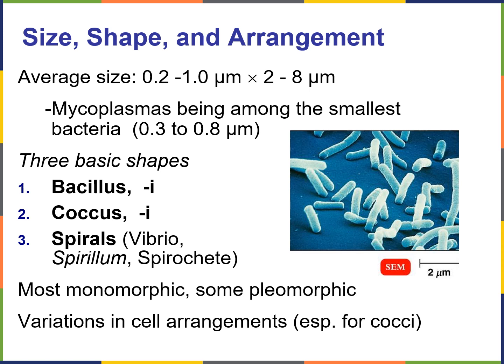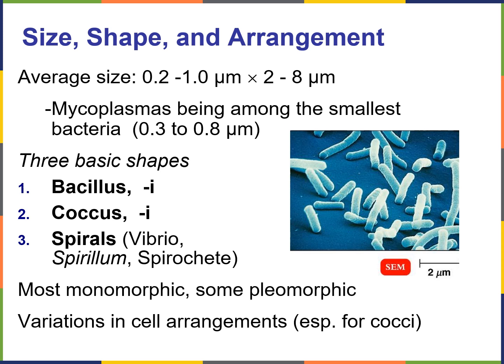Most bacteria are monomorphic. Some bacteria are pleomorphic. If we look at the word monomorphic, the prefix mono means one, morph means shape, so one shape. Most species of bacteria are monomorphic, meaning they always have one shape. They always look the same. Again, if you look at that picture on this slide, those are monomorphic bacteria. They all look the same.